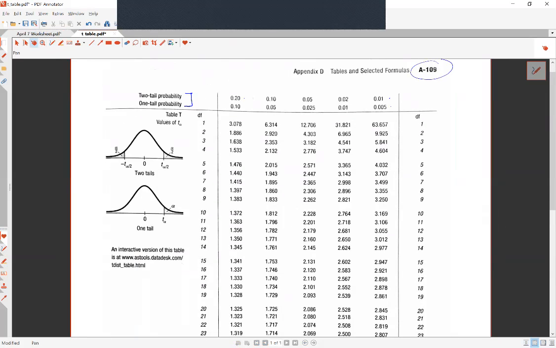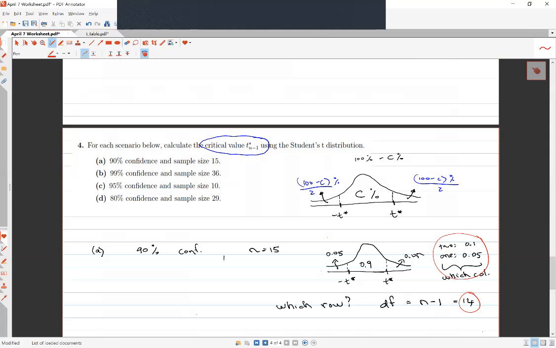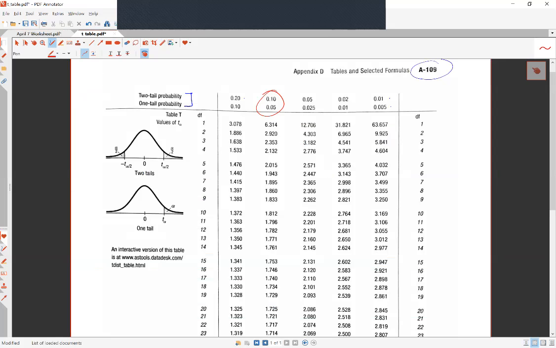So we're looking for the column 2-tail 0.1, 1-tail 0.05, and we said the row value is 14 degrees of freedom. And so we're just looking for where these intersect. So that's our T-star value, in this case 1.761.